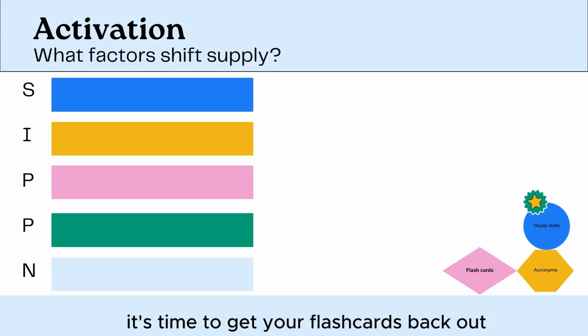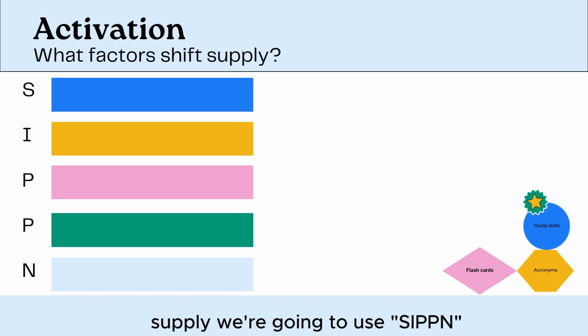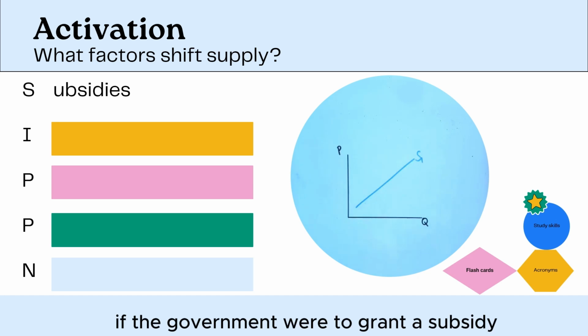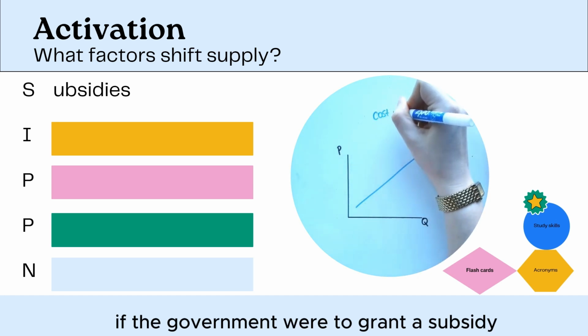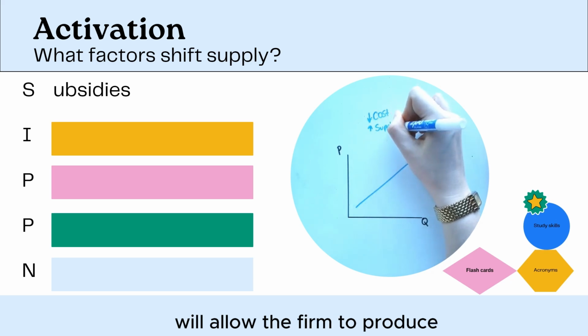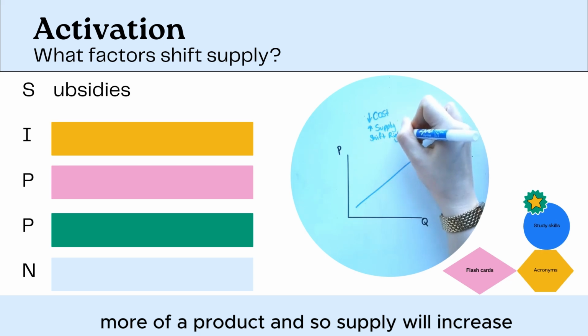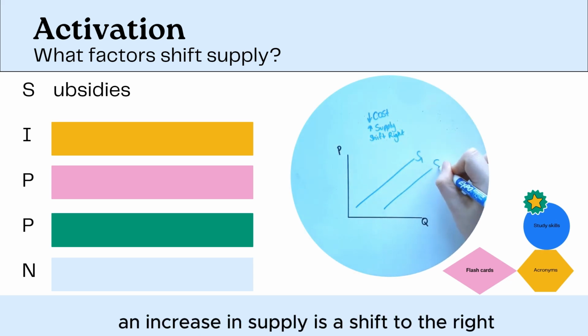It's time to get your flashcards back out because we need to write down the factors that shift supply. We're going to use SIPN to help us remember the factors. If the government were to grant a subsidy, this would reduce the cost of production. A lower cost of production will allow the firm to produce more of a product, and so supply will increase. An increase in supply is a shift to the right.